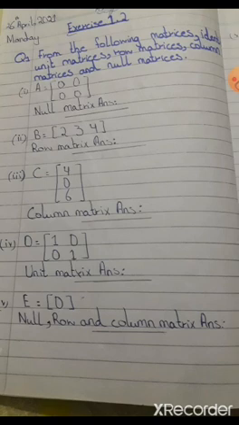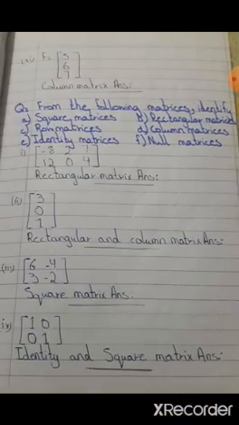It has one row, so it is a row matrix. Then it has one column, so it is a column matrix. Next F, it has one column, so it is called a column matrix.